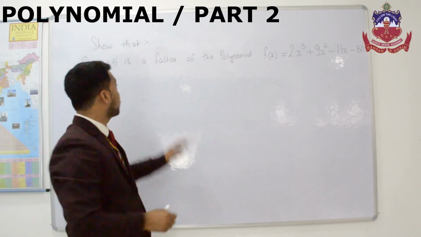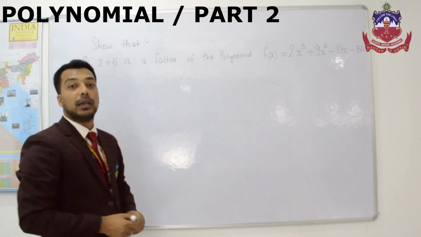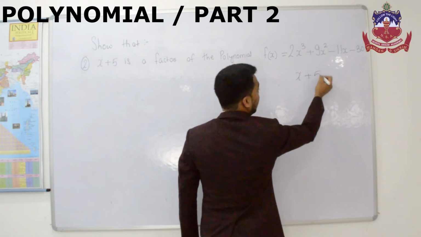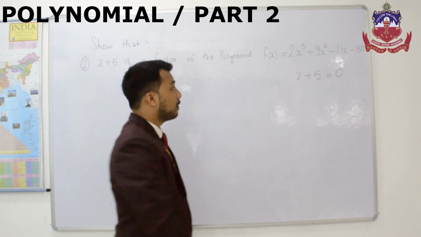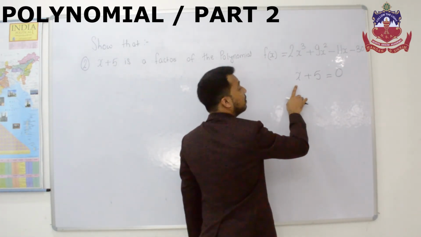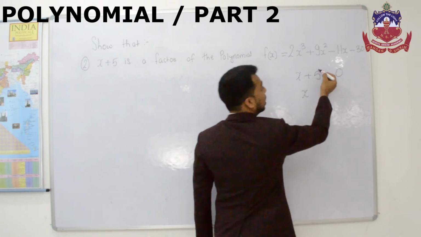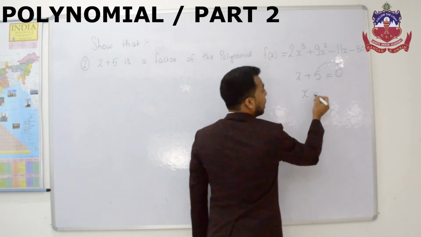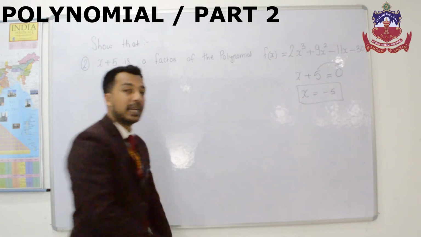The first step is, you will need to change the given smaller expression into an equation. That is by writing the given smaller expression equal to 0, and then find the value of the variable that we have. In this case we have the variable x. So we can find the value of x by sending the number to the other side. So plus 5 will go to the other side as minus 5. So the value of the variable x is minus 5.